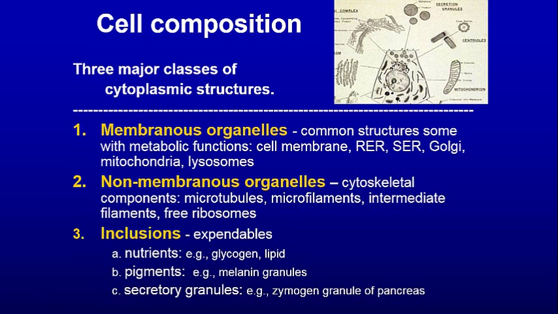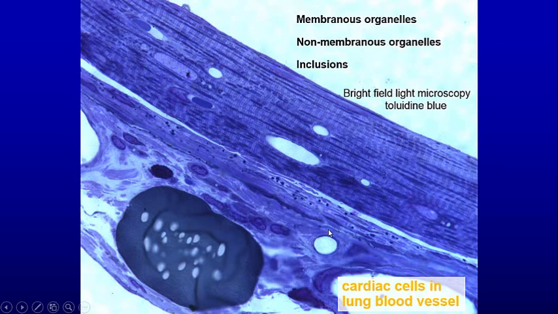Nutrients. Glycogen, stored in the liver, stored in muscle. Lipid, stored in steroid-secreting cells. Pigment, melanin granules for color of skin. Secretory granules, zymogen granules that we see up through there are the secretions. So these are three different types of inclusions, and inclusion is one of three classes of items inside of a cell: membranous, non-membranous, and inclusions.